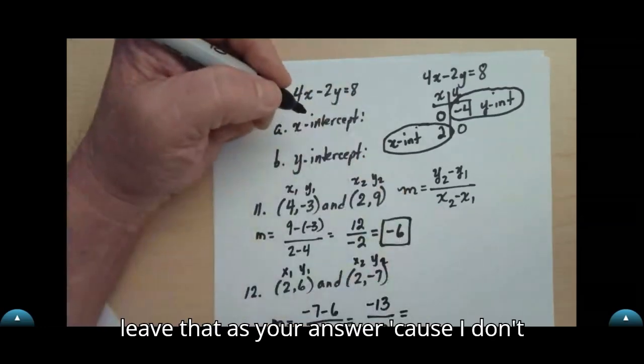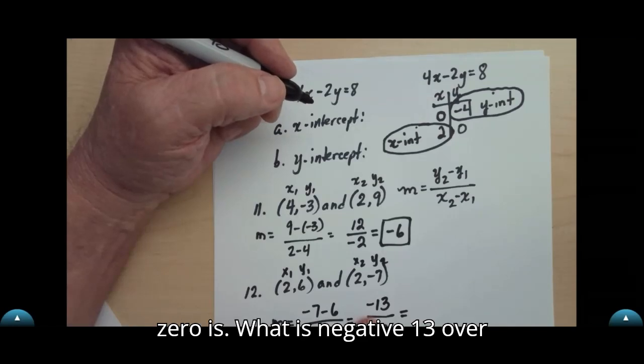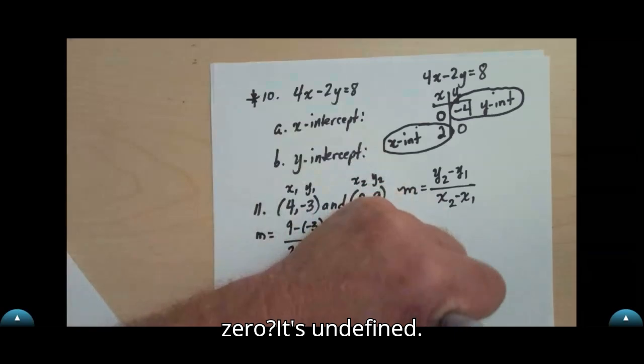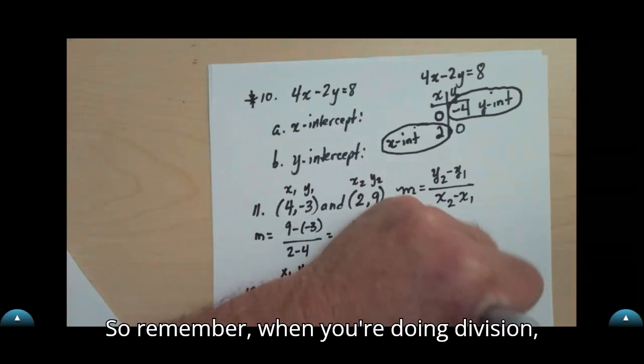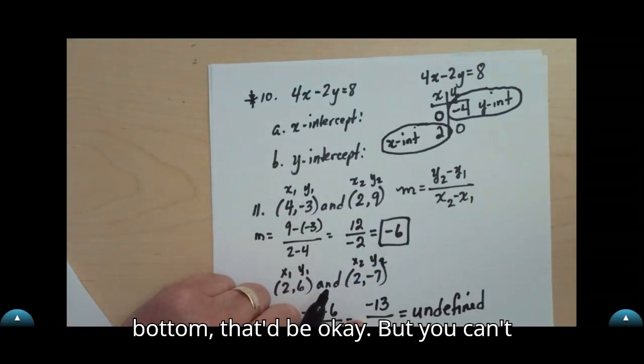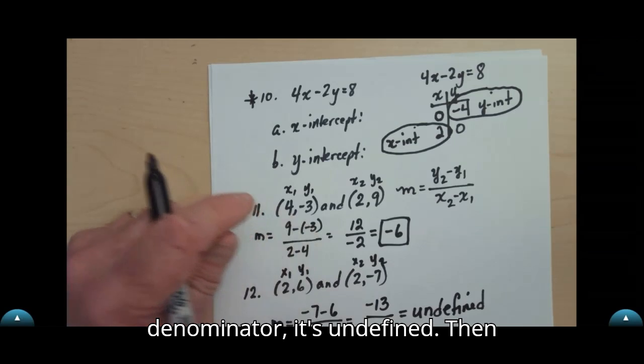Do not leave that as your answer, because I don't know if you know what negative 13 over 0 is. What is negative 13 over 0? It's undefined. So remember, when you're doing division, if you had 0 on top and negative 13 on bottom, that'd be okay. But you can't divide by 0. If you've got 0 in the denominator, it's undefined.